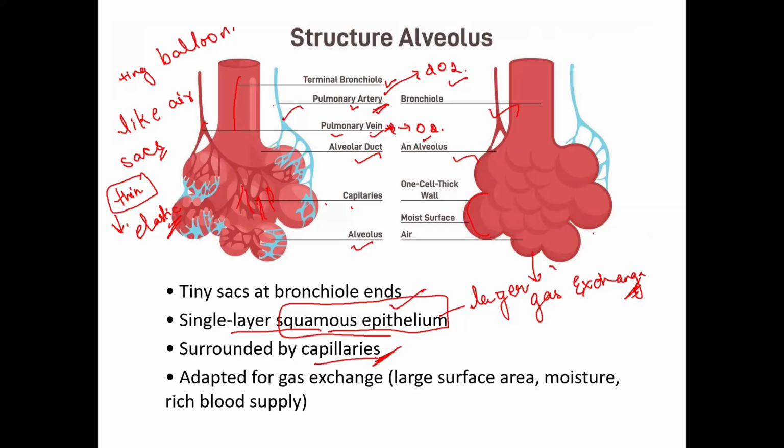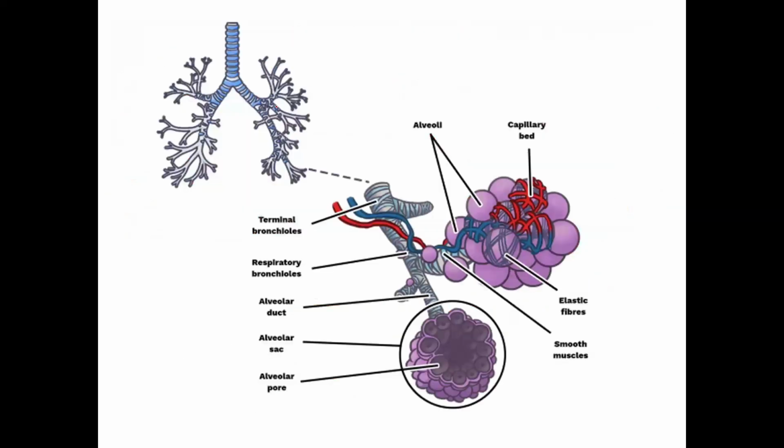Why is it surrounded by blood capillaries? Because RBCs are moving in the blood capillary, and the RBCs collect the oxygen. Hemoglobin binds with oxygen, and RBCs are the carrier of the oxygen gas. We know this already. It is adapted for gas exchange: large surface area, moisture, rich blood supply. It looks like this.